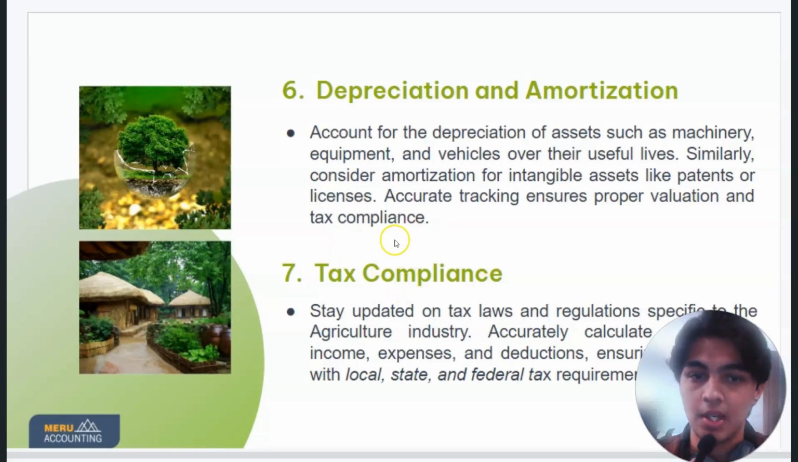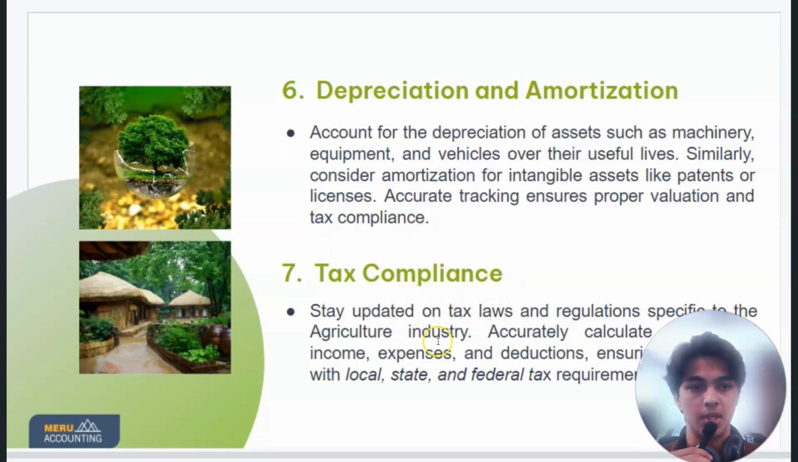So as we said, tax compliance. Next is tax compliance. So what is tax compliance? Tax compliance means you have to be compliant with the tax laws and the tax regulations specific to your agriculture industry. You need to calculate and record your income, your expenses, your deductions, and you have to make sure that you are compliant with the local, state, and federal tax requirements.